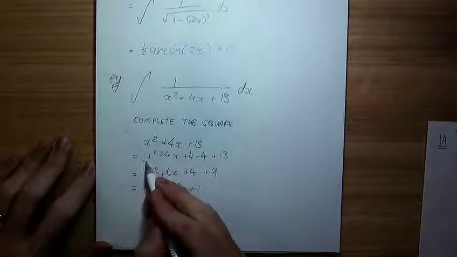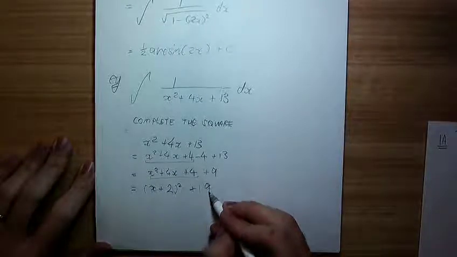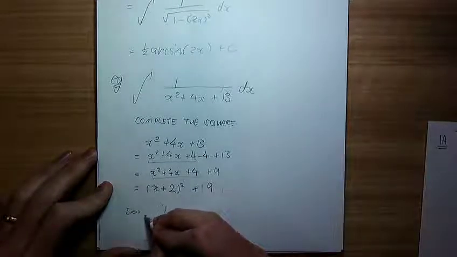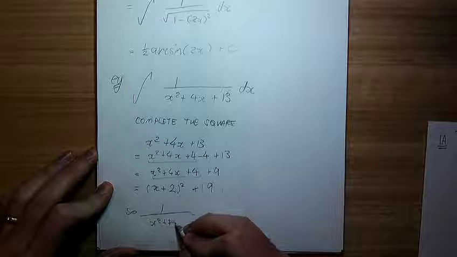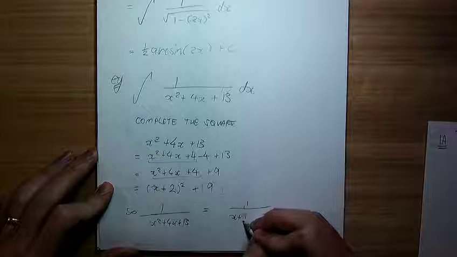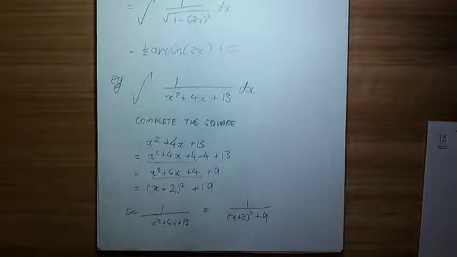So this bit here I'm going to keep the same because it's going to turn into the x plus 2 squared, and this bit's a 9, and so ta-da. Probably a few more lines than I would normally use, but that's the idea behind it. So now I've turned it into this. I've left the integral sign off because I'm going to do a little bit more work in a second.